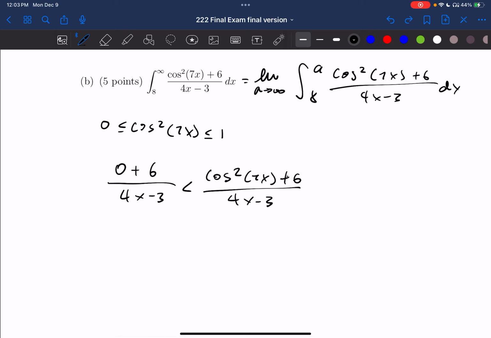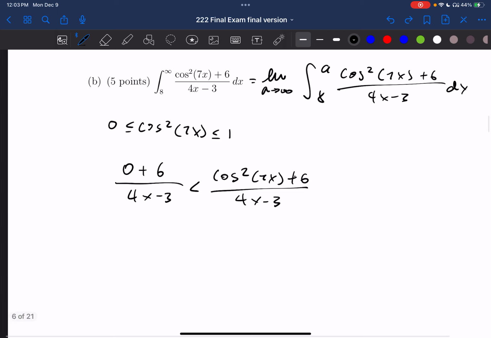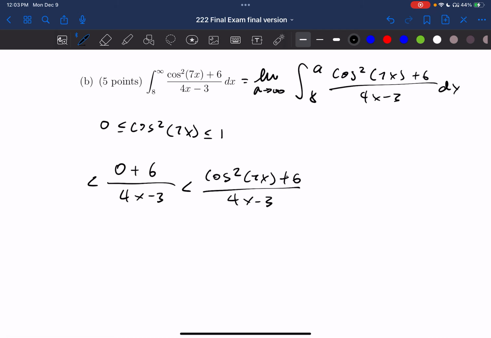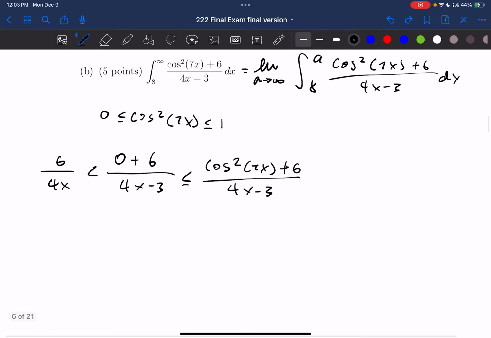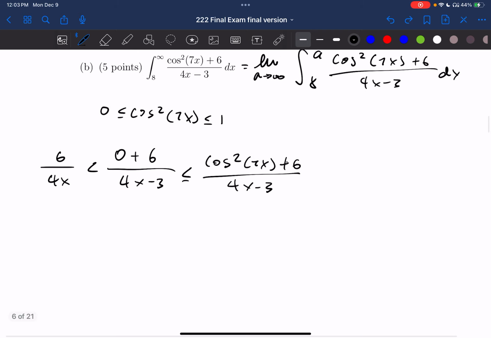We can see this 3 is going to be making this denominator smaller. Making the denominator smaller is making a fraction bigger. Therefore, we can also say 6 over 4x will be smaller than this. Now that we have this, let's take the improper integral of this.